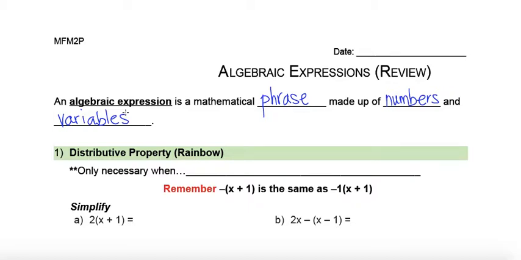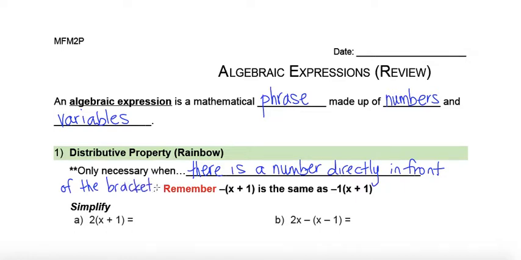So the distributive property is like the rainbow. So it's only necessary when there is a number directly in front of the bracket. So that's important. And remember that negative and then bracket x plus 1 is the same as negative 1 times x plus 1. So keep that in mind as well as we move throughout this unit.